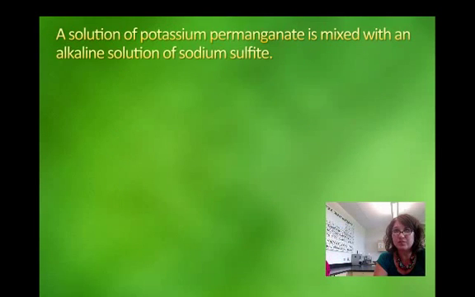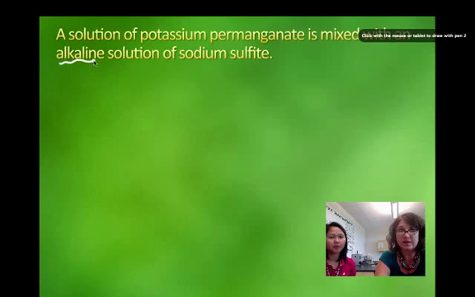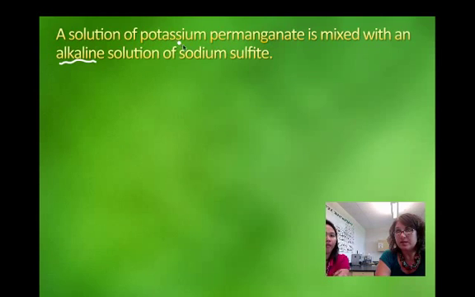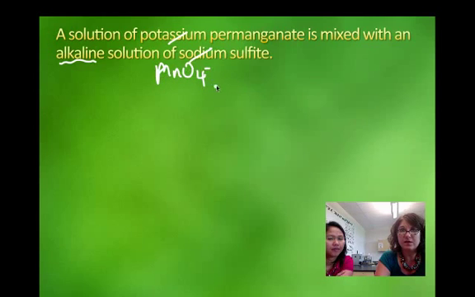So we have a solution of potassium permanganate mixed with an alkaline solution of sodium sulfite. All right, so here's our clue that this is a base, alkaline solution. And potassium and sodium are spectators. So we have permanganate, MnO4 minus, and it's going to probably turn into manganese ions.